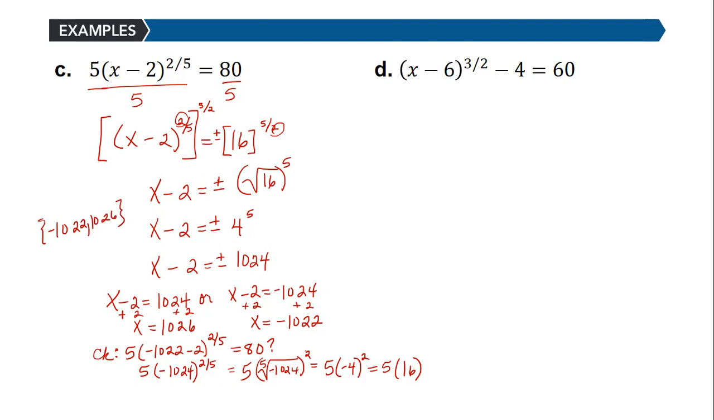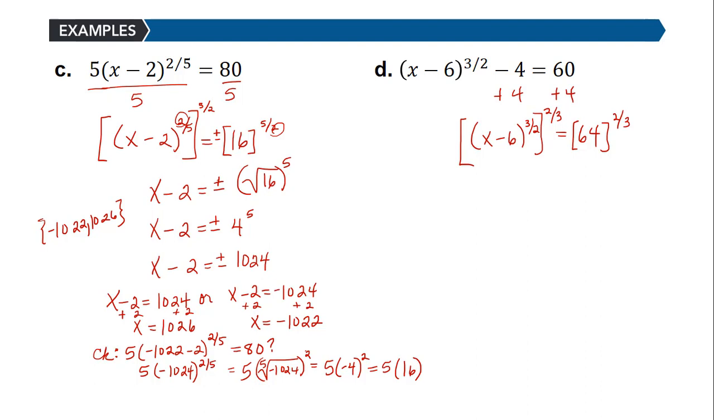And then in the last sample, we have (x - 6) to the 3/2 minus 4 equals 60. We need to isolate by adding 4 to get (x - 6) to the 3/2 is equal to 64. And now we want to raise each side to the reciprocal of 3/2, which is 2/3. And that denominator is odd, so we're just going to have one solution.